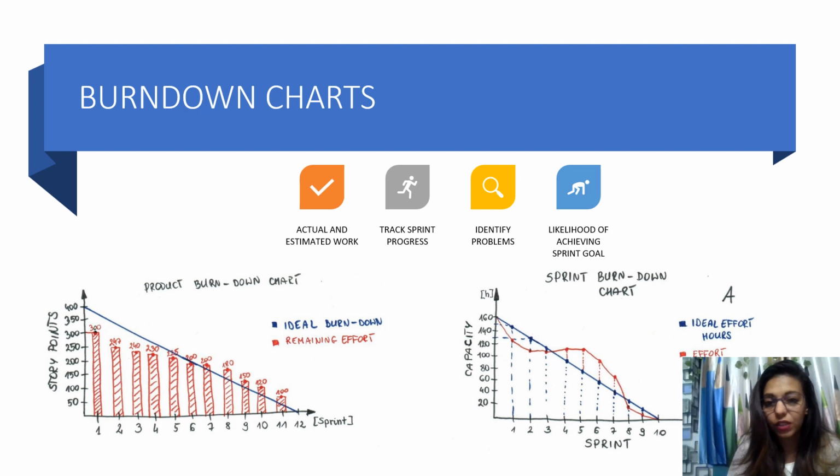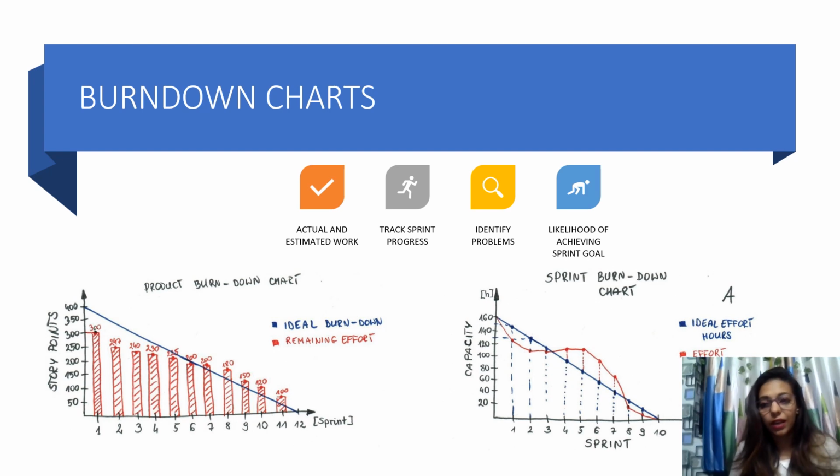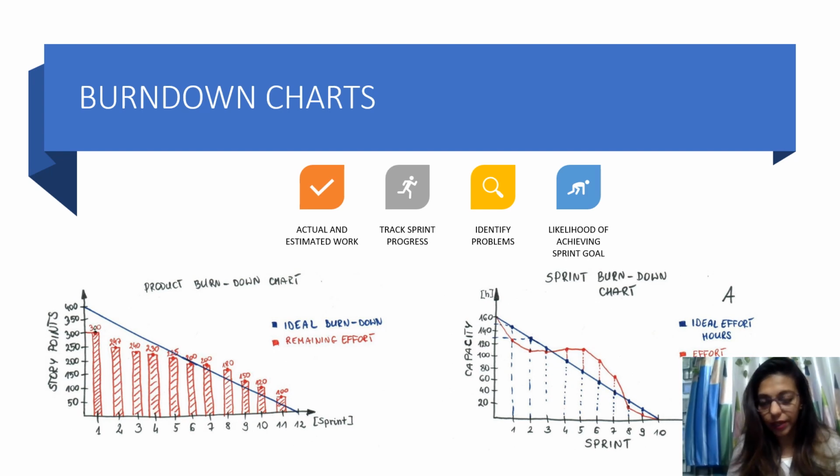At the end of the sprint, we should have 0 story points pending, as in all stories are completed and nothing is remaining. So this graph will show how many story points are remaining, and it will be estimated on the remaining story points.